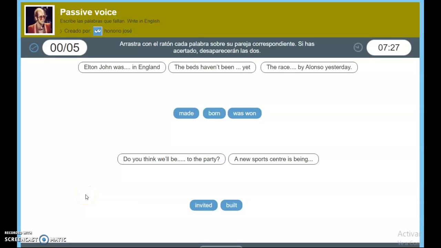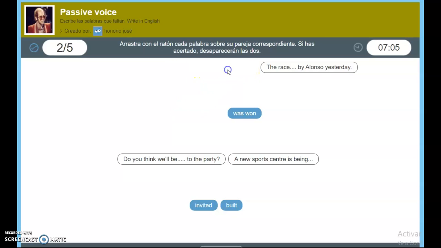Ready? Let's do it. The first sentence is Elton John was born in England. The correct word is born. They disappeared. The beds haven't been made yet.